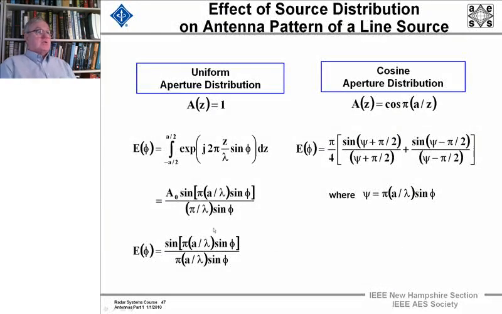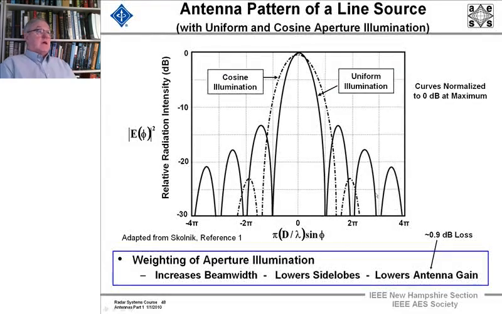And here's the equation you get with A of z equals 1. You can see that this is a sinc kind of thing. And if I put a cosine aperture distribution, cosine of pi times z over a, you get something more complicated when you take the Fourier transform of it. But the neat thing is, what do they look like?